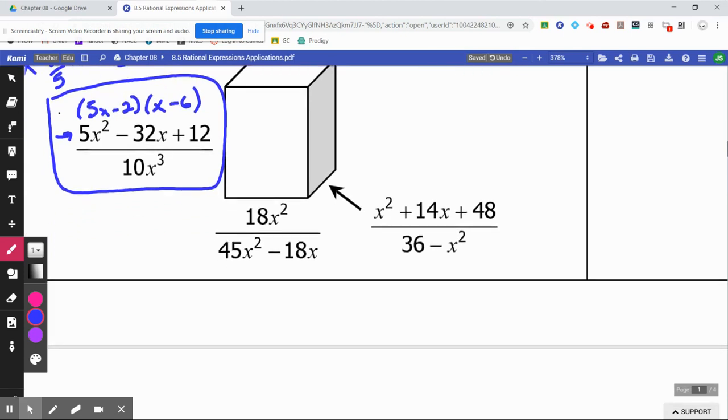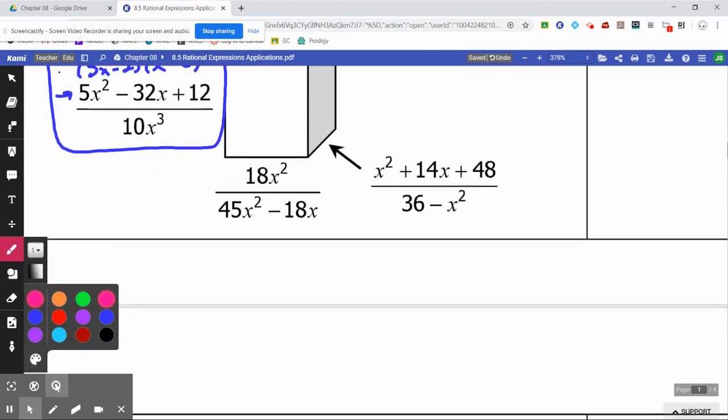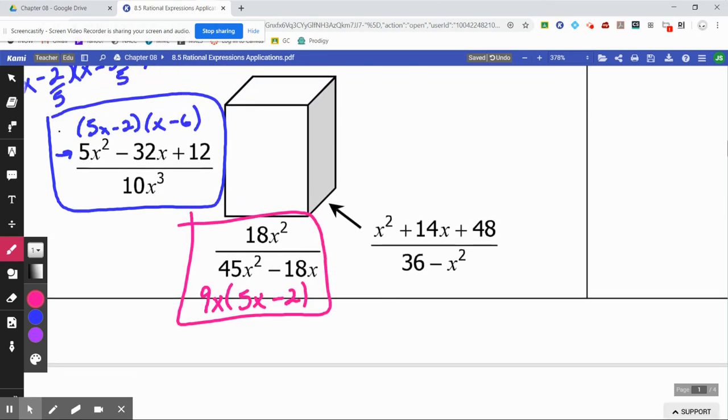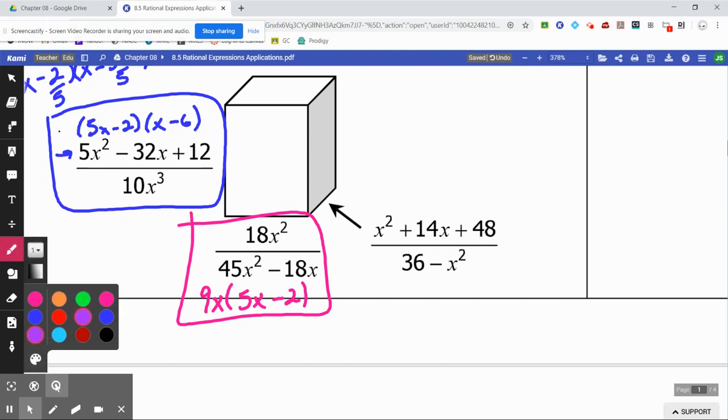The width here, we'll do in pink. Top won't factor. The bottom, I can factor out a 9 and an x. You're going to be left with 5x minus 2, and that one's now done. And now the third measurement here.